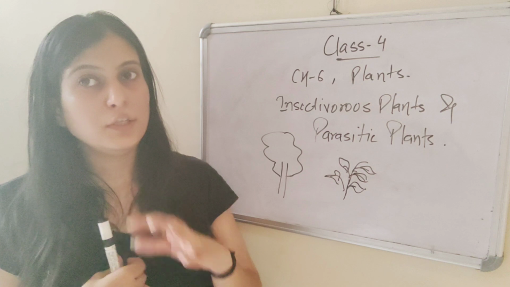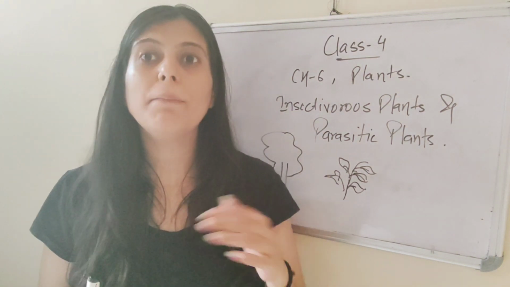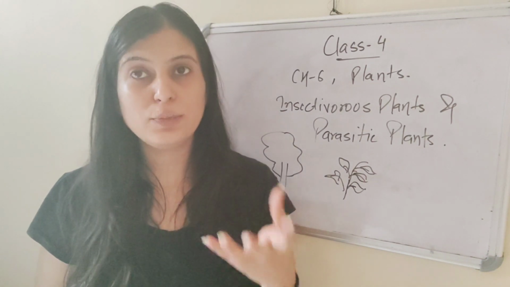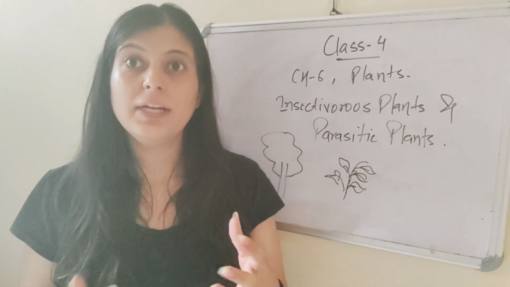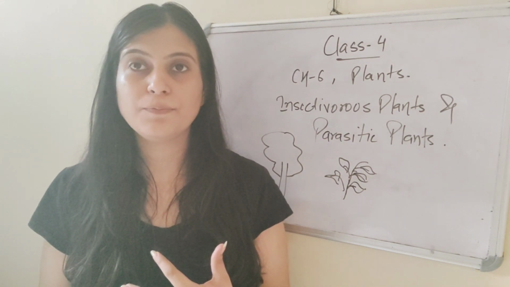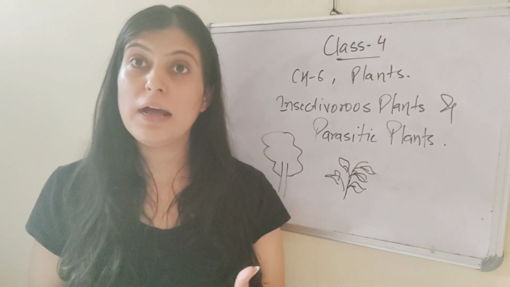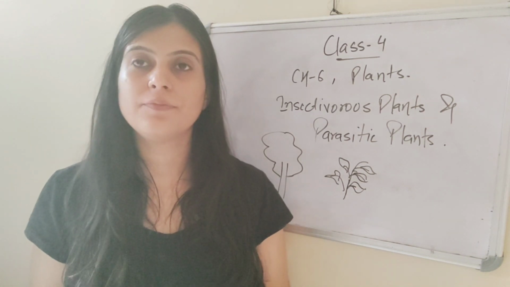Mistletoe is not a full parasite. It can make its own food, but it cannot get its proper water and minerals. It is dependent on other plants for its water and minerals. While dodder is a total parasite, it is fully dependent on other plants for its food.